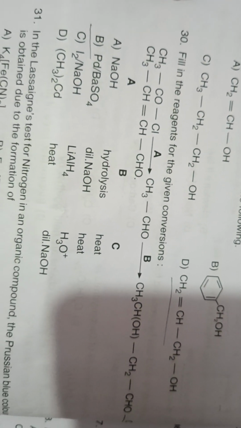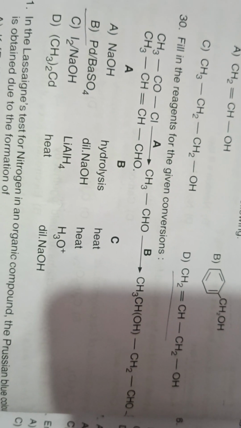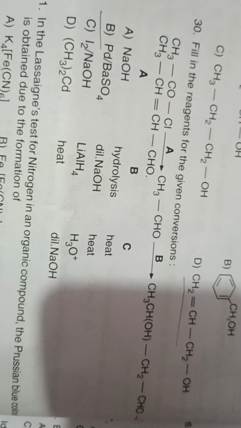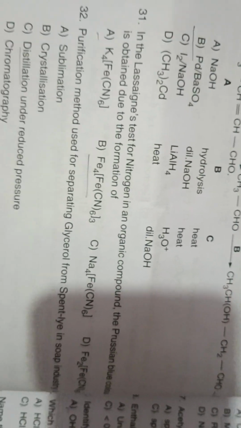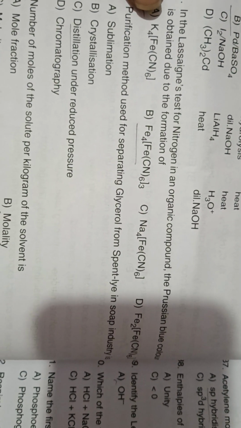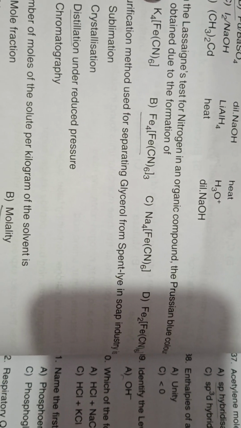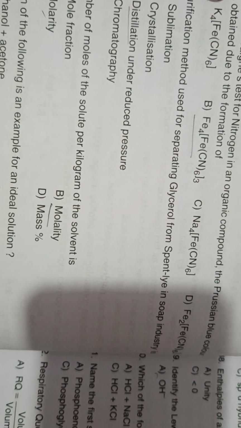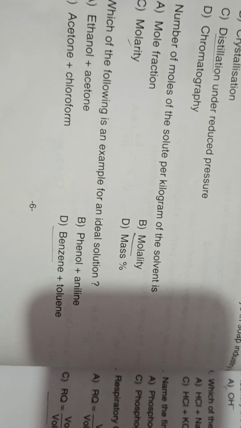Option D. Fill in the reagent for the given conversion. Option B. In the Lassaigne's test of nitrogen in an organic compound, the Prussian blue color is obtained due to the formation of ferric ferrocyanide. Option B. Purification method used for separating glycerol from spent lye in soap industry is distillation under reduced pressure. Number of moles of the solute per kilogram of the solvent is molality. Option B.